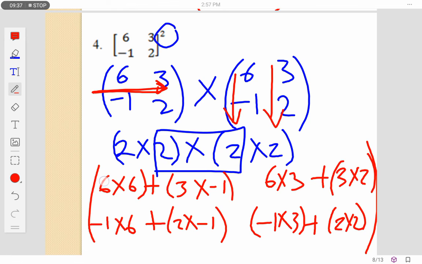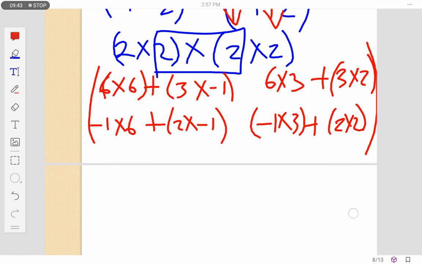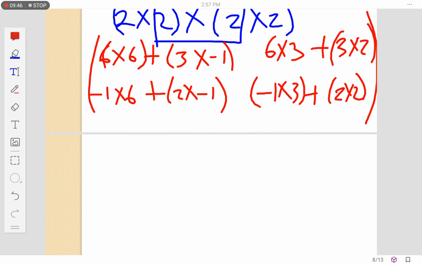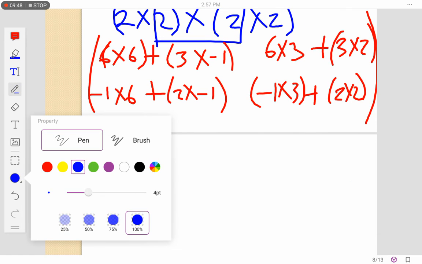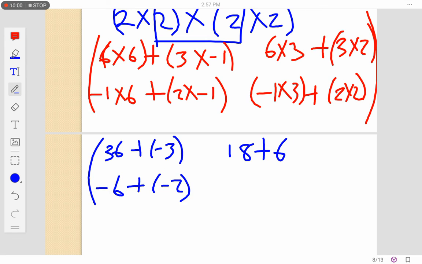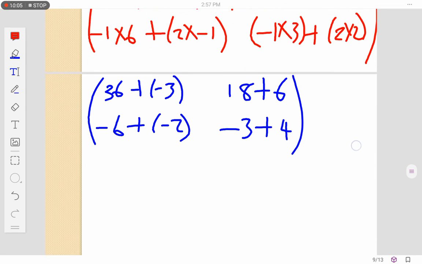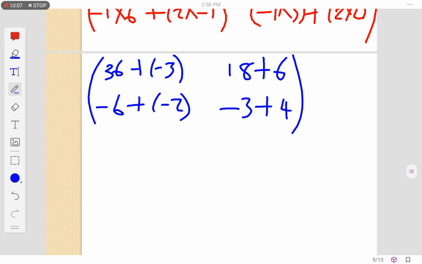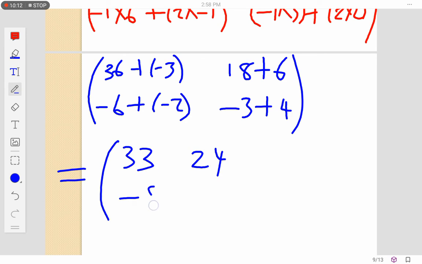Okay, I make use of brackets because they will help me when I'm solving these problems. But when you have mastered it, you can skip this part. Okay, so let's finish off. The first one, we've got 36 plus minus 3. The second one, 18 plus 6. Then here minus 6 plus minus 2, then minus 3 plus 4. Okay, so let's solve that. What do we get? If we add those, we will get 33, 24, minus 8, and a 1.